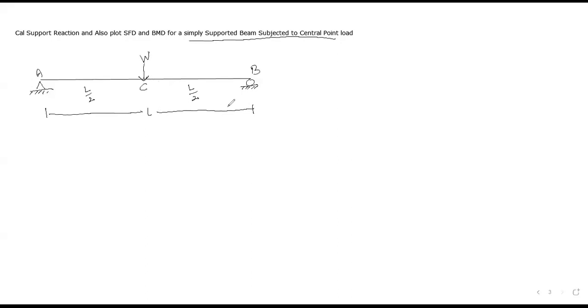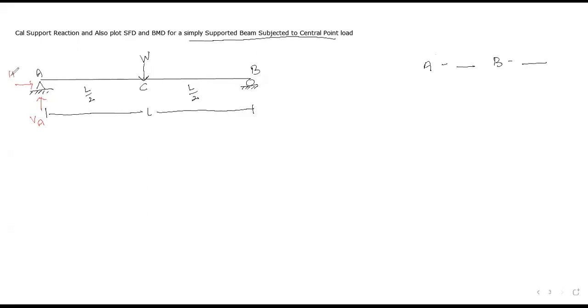First step is calculation of support reaction. Type in the chat box the number of reactions at A and B, in a single sentence. A dash reaction, B dash reaction. Okay, good. Yes, right. I hope all of you are clear regarding this. Fine, fair enough.